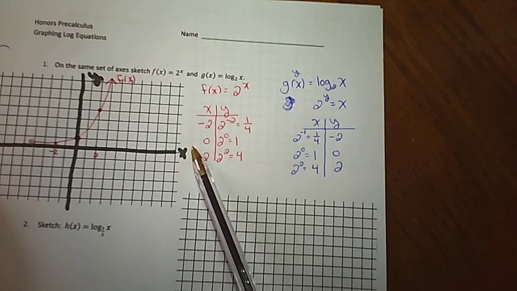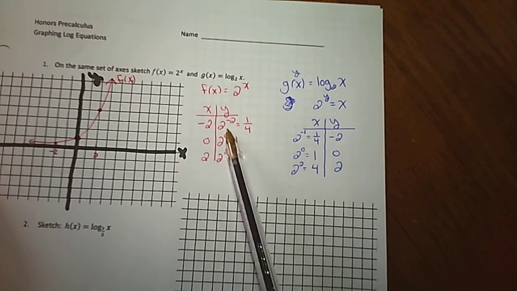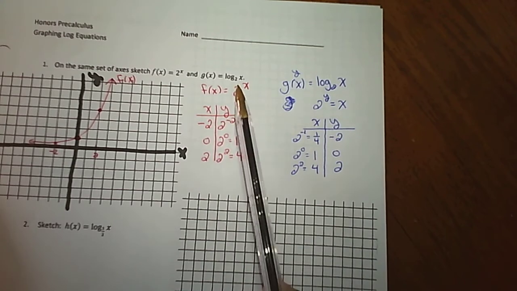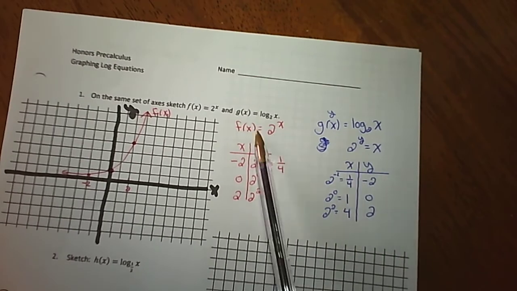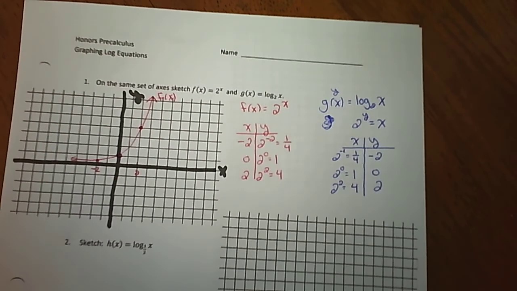Now notice, look at your x and y tables. See how these flip-flopped, right? That's because exponents and logs are inverses of each other. Because they're inverses of each other, it means the x and y values should have switched, right? We switched the x and the y here. That's exactly how that works.